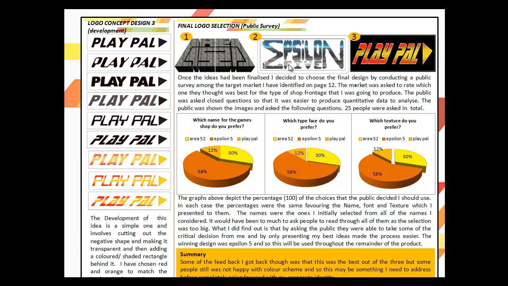Okay, so what I need to do now is do a quick demonstration on how to use Excel to create these graphs, and it really is quite simple. I'll do that as a separate video because some of you may already know it and just think, well, I don't need to know that. But once we've done that, the next stage will be to develop my winning design, which is Epsilon 5.